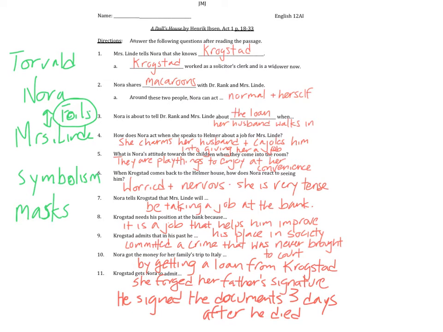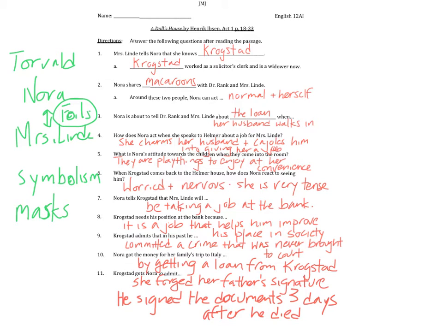Now, we're also learning how Nora knows Krogstad. And we learn from this conversation between the two of them that Nora got the money for her family's trip to Italy by getting a loan from Krogstad. Now, that's not the crime, okay? Women at this time could only get loans if they had a male cosigner. A cosigner on a loan is someone who, if you default on the loan, that person will pay it off. So women by themselves needed a male cosigner to get a loan.